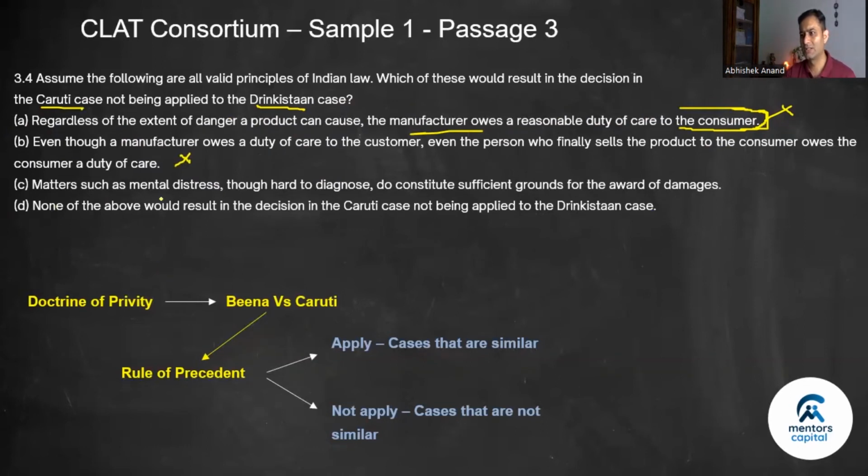C. Matters such as mental distress, though hard to diagnose, do constitute sufficient ground for award for damages. So again, C is also saying that damages should be given in the Drinkinstan case too. It was given in Karuti, it should be given here as well. What should the answer be? It was given in Karuti, it will not be given here. So none of the choices is leading us to a conclusion that what was given in Karuti should not be given in Drinkinstan. In all three cases, damages will have to be given in Drinkinstan too. Therefore the answer is D. Right? Answer is D.